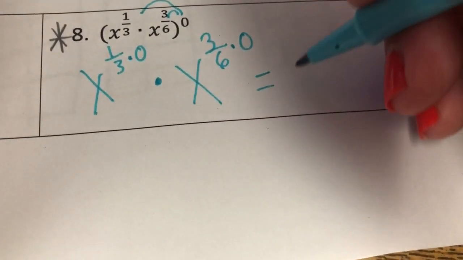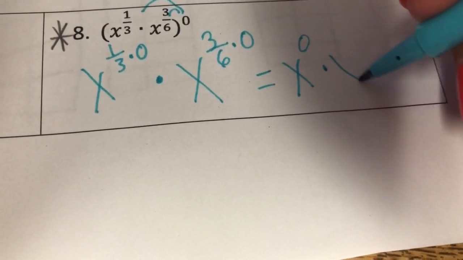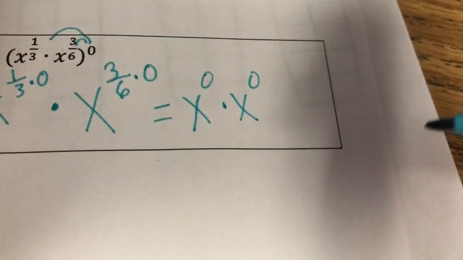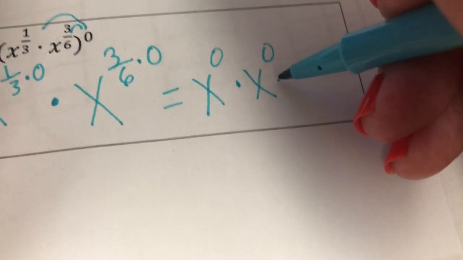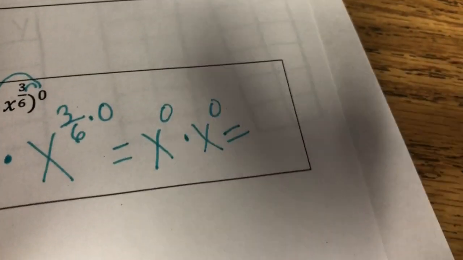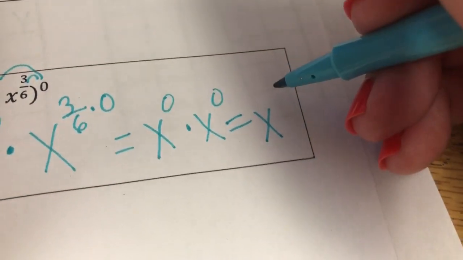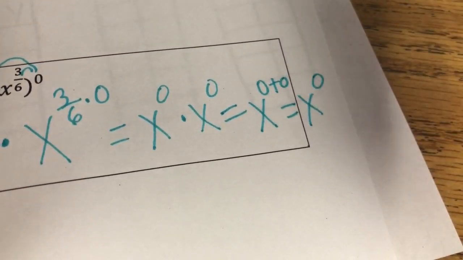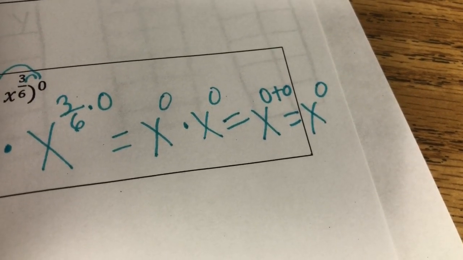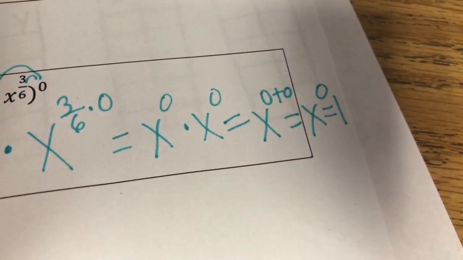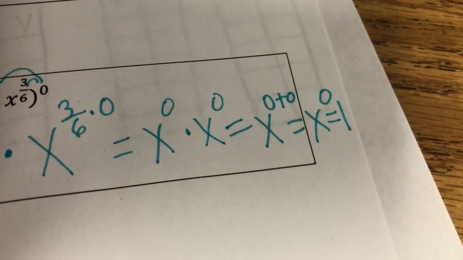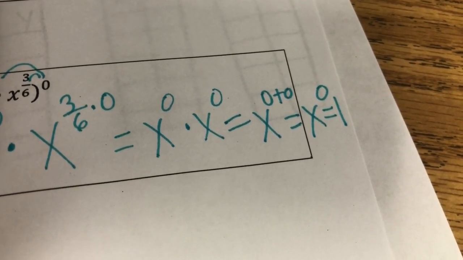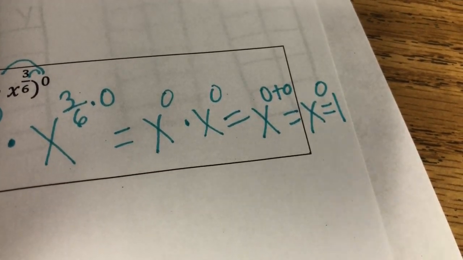We would simplify, so x to the 0 power times x to the 0 power. Once we're multiplying, we are adding our exponents if the bases are the same. So we have x to the 0 plus 0, which is the same thing as x to the 0 power. Now, anything to the 0 power just equals 1. Anytime, all the time. As long as it's to the 0 power, the answer is 1.